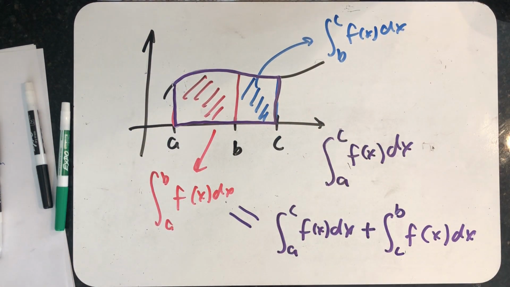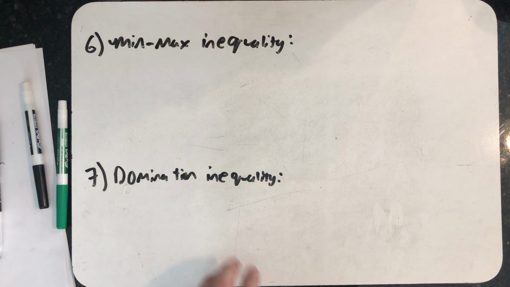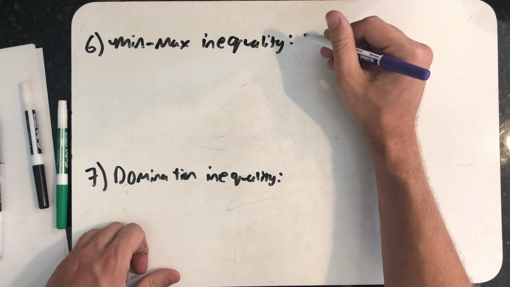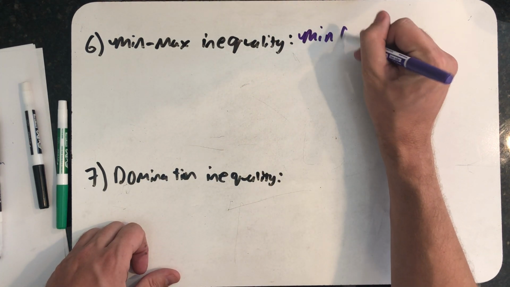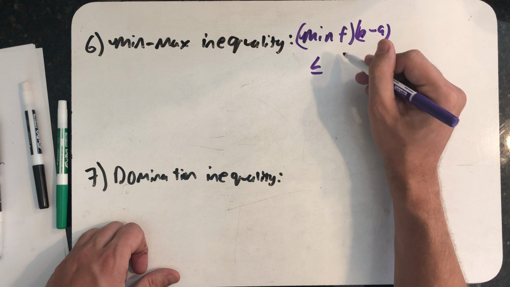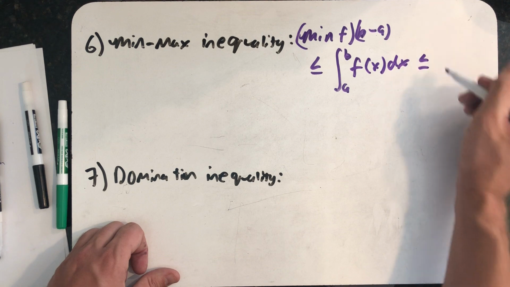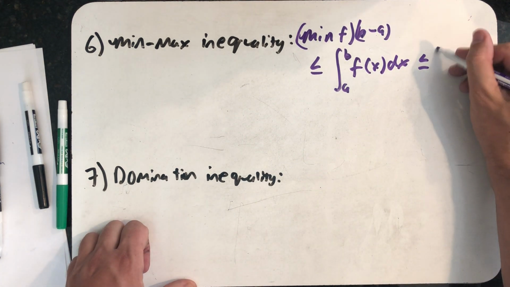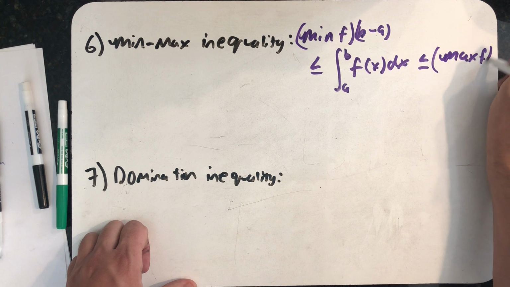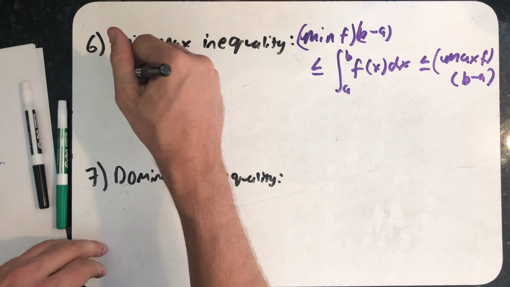Two more properties to go. We have the min-max inequality and what is referred to in your textbook as the domination inequality. So the min-max inequality says this. The minimum value of f times b minus a is less than or equal to the definite integral from a to b of f of x dx, which is in turn less than or equal to the maximum value of f times b minus a.